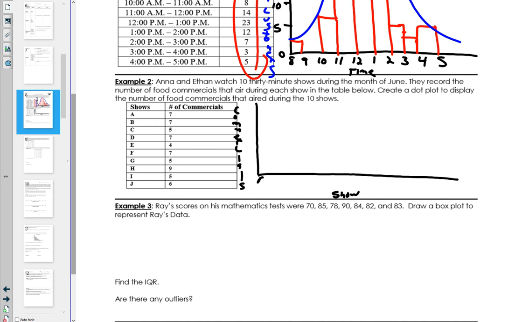Up to J. So A, B, J. And then, well, it's not too bad. That should be the top at 10, so the middle at 5, 0. The first one's at 7, so 7's in between 5 and 10, a little bit closer to 5. The second one is also 7.